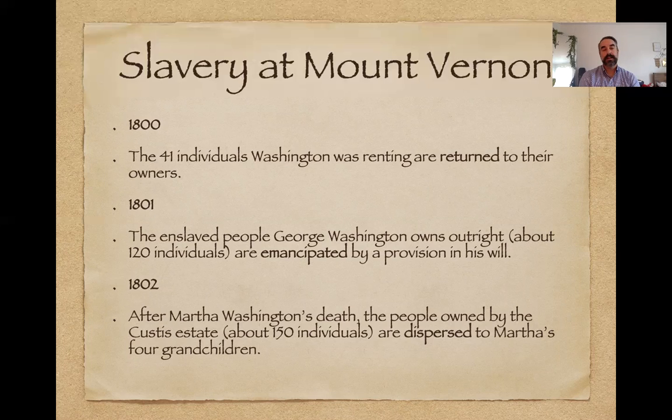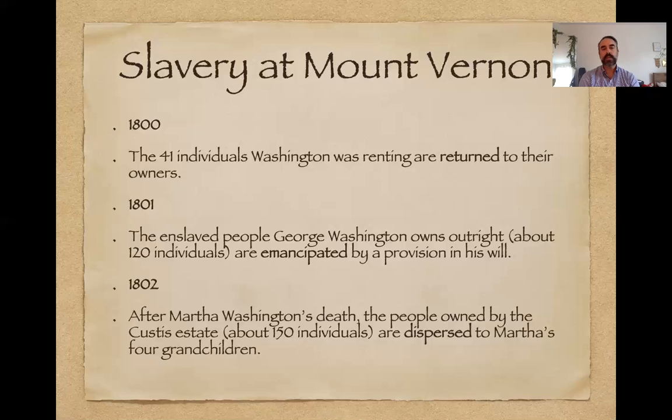But more importantly, and I think this is also something interesting to see, is that look at the one for 1802. After Martha Washington's death, the people owned by the Custis estate, about 150 individuals, are dispersed to Martha's 4 grandchildren. There's also a clause in there that some of these slaves, and I believe these were the slaves that Washington owned, upon Martha Washington's death, those slaves that Washington owned would be free. So, imagine Martha sort of looking over her shoulder as all of these individuals are waiting for her to die in order to gain their freedom. So she actually is the one, I believe, in 1801 who grants them their freedom outright.